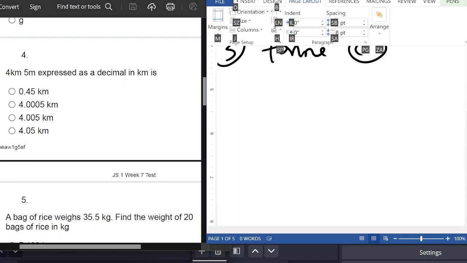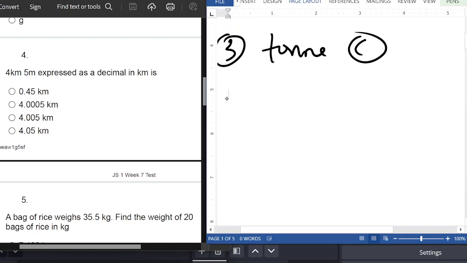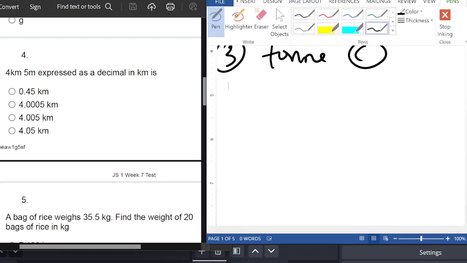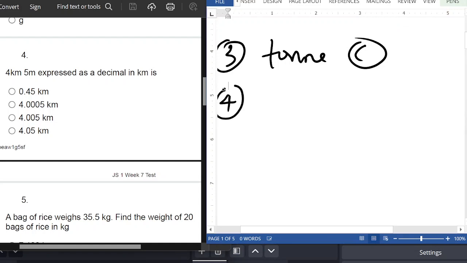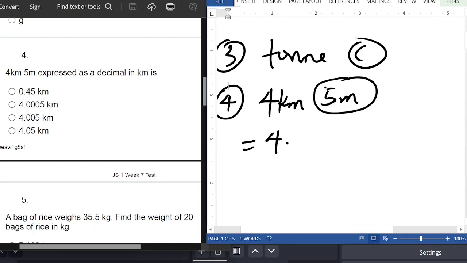For number 4 we have 4 kilometers, 5 meters expressed as a decimal in kilometers. So we want to express this in kilometers. So for number 4, we have 4 kilometers, then 5 meters. We want everything to be in kilometers, so it's going to be a decimal, right? So that means it's going to be 4 point something. We need to change these meters to kilometers.